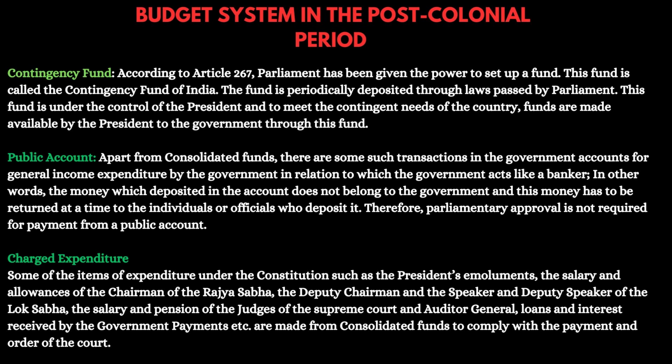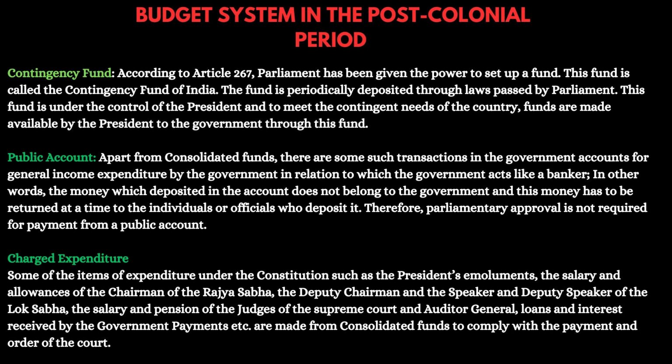Contingency Fund. According to Article 267, Parliament has been given the power to set up a fund. This fund is called the Contingency Fund of India. The fund is periodically replenished through laws passed by Parliament. This fund is under the control of the President, and to meet the contingent needs of the country, funds are made available by the President to the government through this fund.